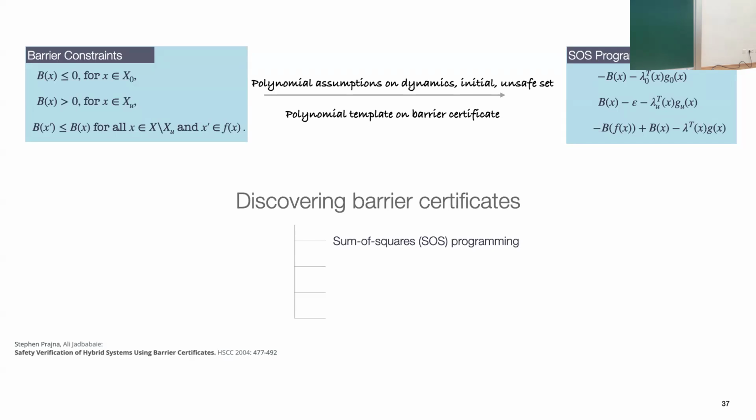There are powerful approaches. The first one is by Prajna and Jadbabaie. Right? It's based on sum of squares programming. So it makes some assumption about the system. If you have polynomial dynamics, if your initial and unsafe states can be written as polynomial semi-algebraic sets, right? And you are looking for a barrier certificate of some polynomial template, right? Then you add these constraints on barrier certificates, so you could fix some template and say I'm searching for a barrier certificate of this shape really.